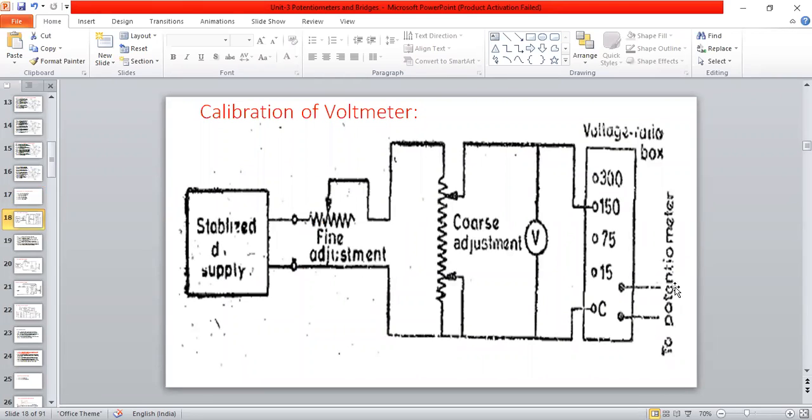So next, the potentiometer, the operate mode and calibrate mode, we can connect to the potentiometer here. This is the main circuit now. The main circuit is this one. The potentiometer circuit we are going to add again here now. That is called calibration of voltmeter.